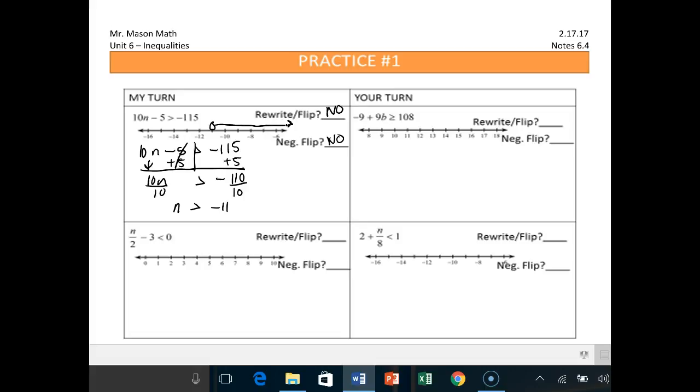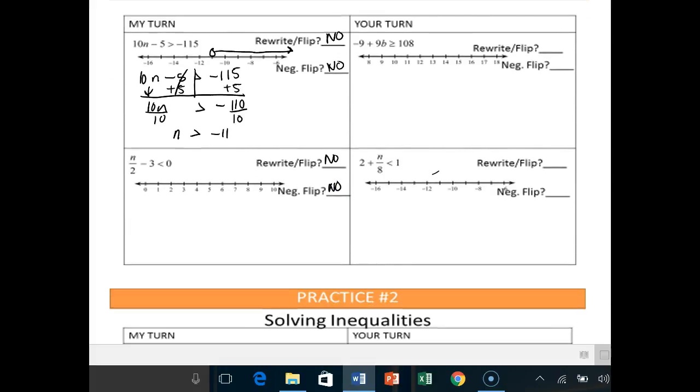So I'd pause and try and do the your turn problem now. The next one, do I have a rewrite flip? And my answer is no. And is my variable attached to a negative constant? My answer is no. So again, I just go ahead and solve this.